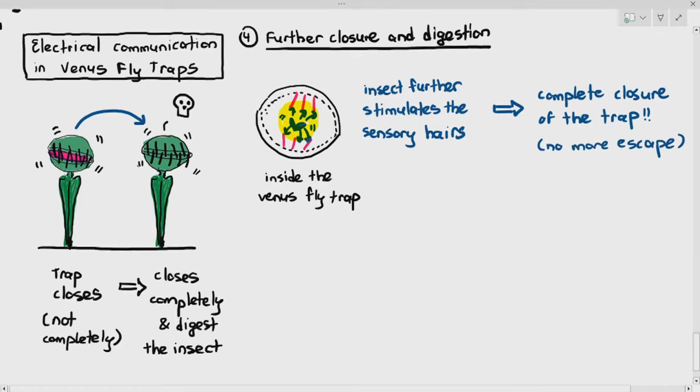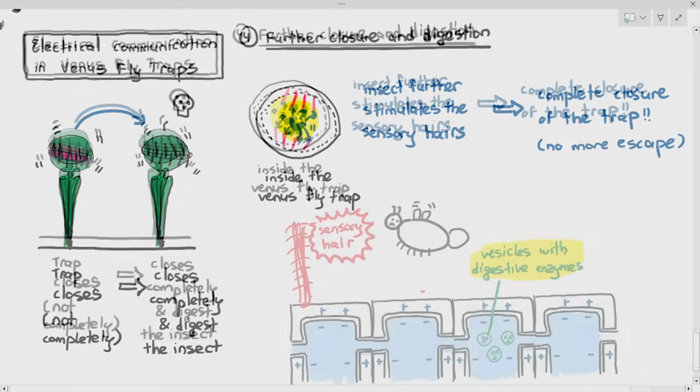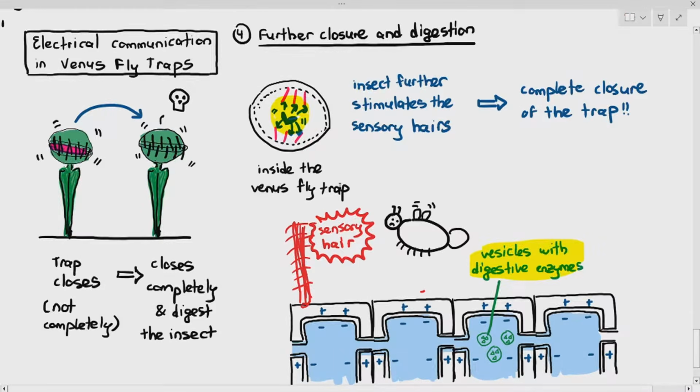What happens here is, as the insect further triggers the sensory hairs, as you can see, this is the insect over here. It is just flying and buzzing around, and it might trigger the sensory hairs. It will cause the calcium ion channels to open. I'm not going to draw the depolarization.